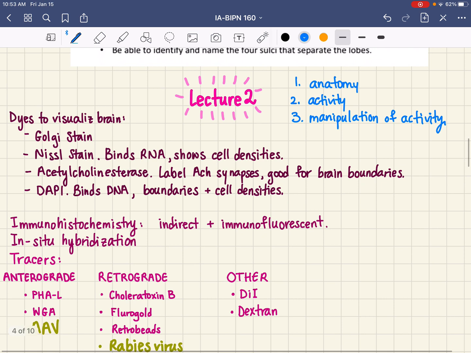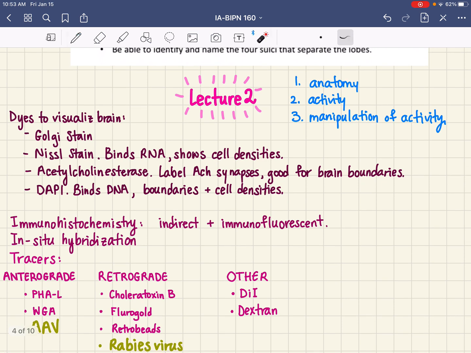So let's go ahead and talk about dyes. And dyes are the first way that we can visualize the brain.